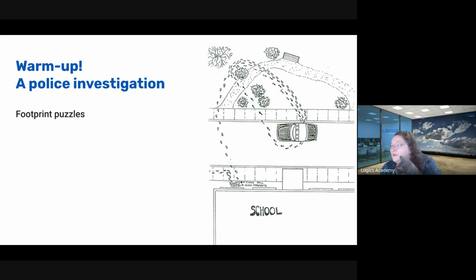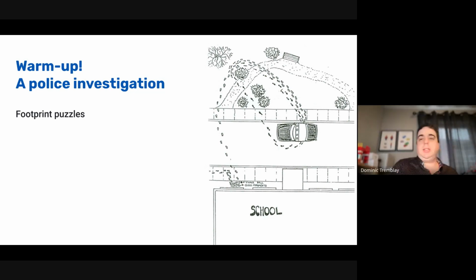The police jumped out of the car and followed the footprints around the bush. They found the criminal and led him back to the police car, as there are 2 sets of footprints leading back to the car.